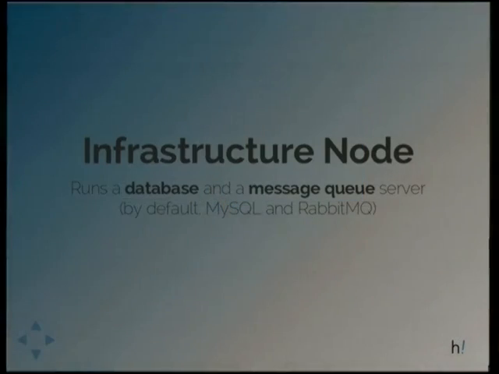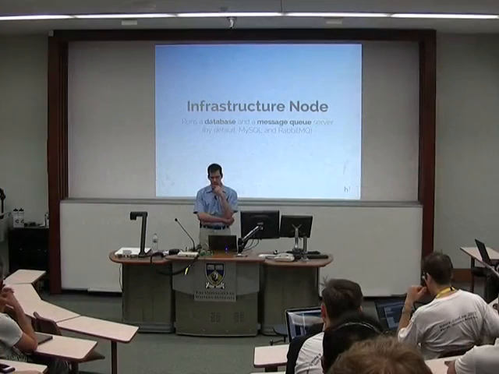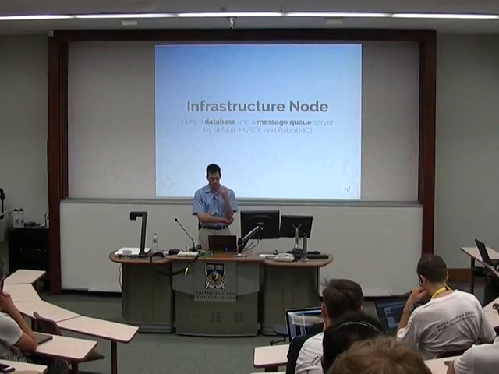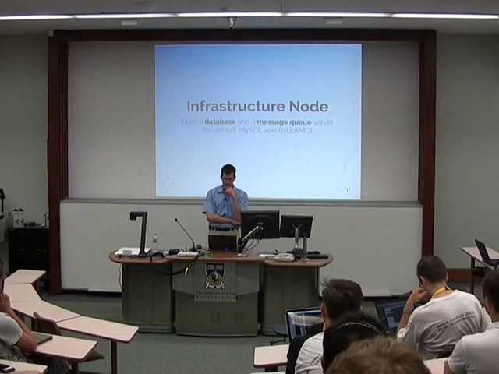So for example, you will have an infrastructure node. This is the node that runs a database, and we use a relational database as a persistent data backend for various OpenStack services. By default, this is MySQL, but you can essentially use anything that SQLAlchemy supports. So for example, you might be running Postgres as your RDBMS backend.